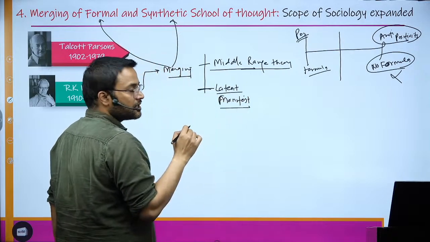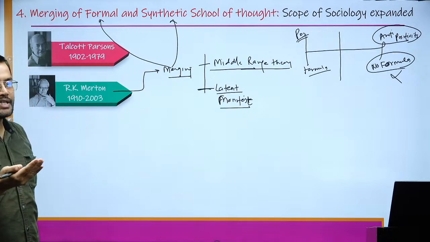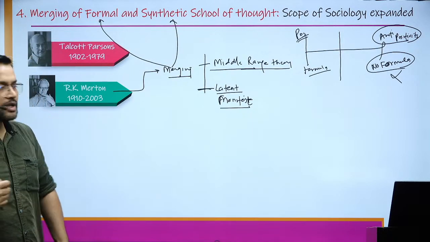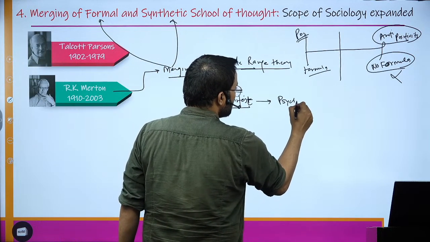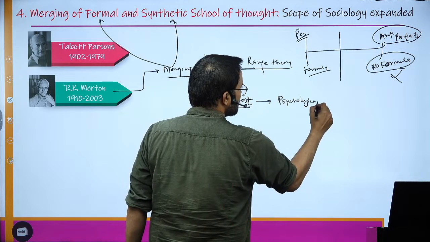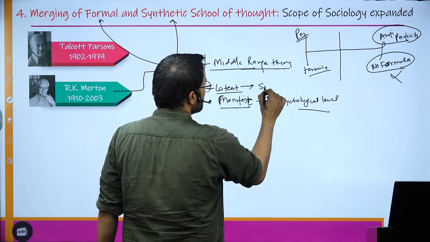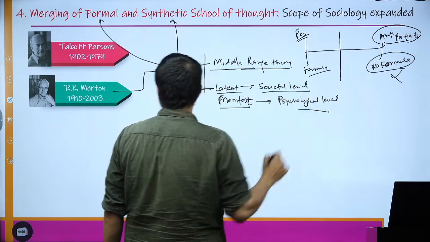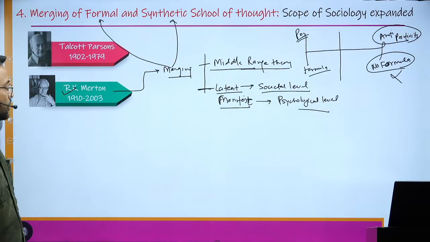Latent and manifest. Manifest functions ask what consequences your behavior has for society. Manifest is at the psychological level, and latent is at the societal level. I'll discuss all these things in a lot of detail, because R.K. Merton is also one of the very prominent thinkers that we'll be discussing in our unit 4.